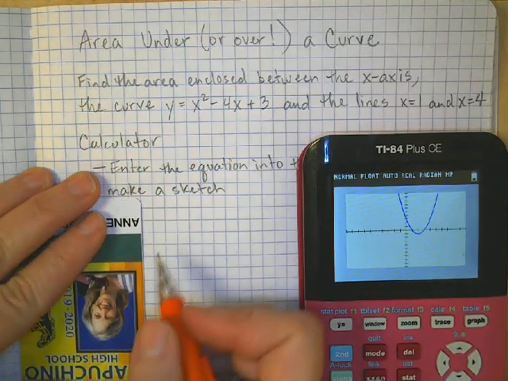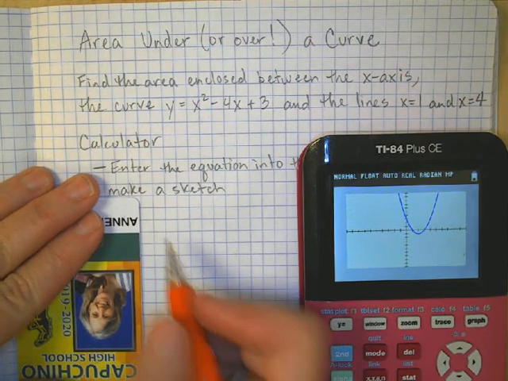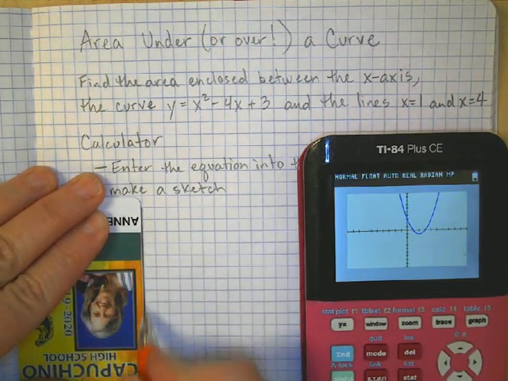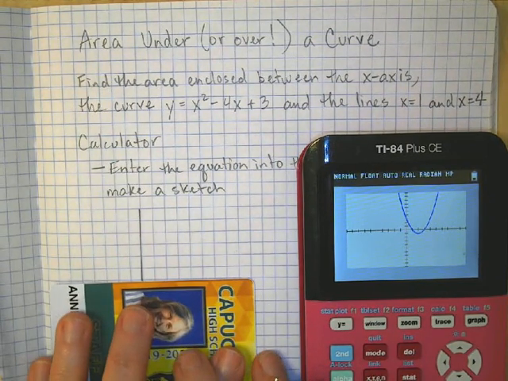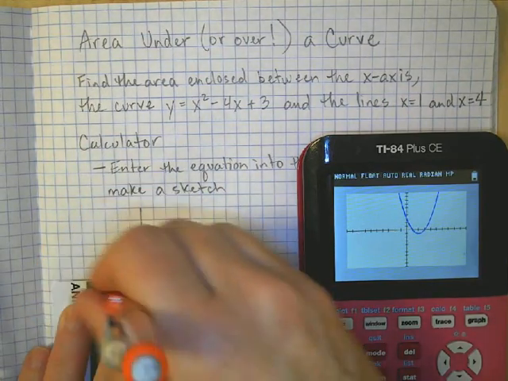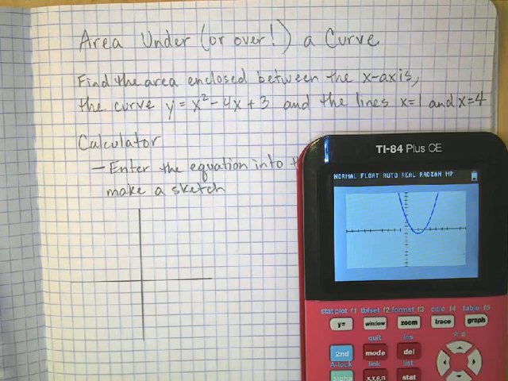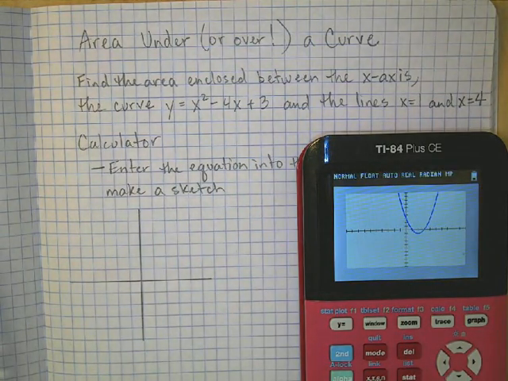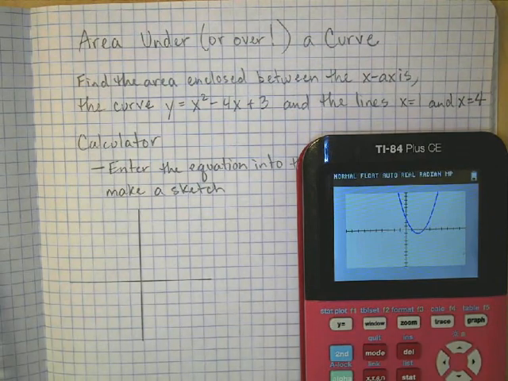Because what we're interested in is we need to see what part of the curve is above the x-axis and which part is below. Because as we discovered on our worksheet, the part above the x-axis will give me a positive area, but the part below the x-axis will give me a negative area. But if I want the total area, I need to change any areas that are below the x-axis. I need to make them positive.